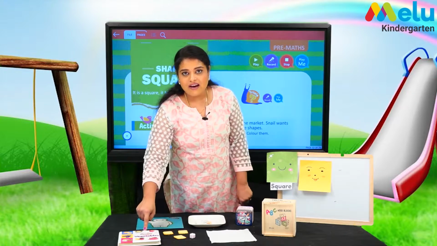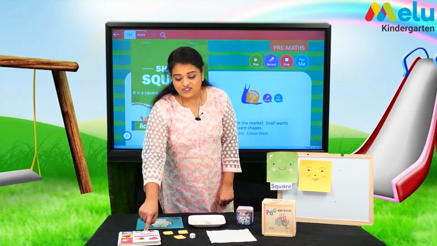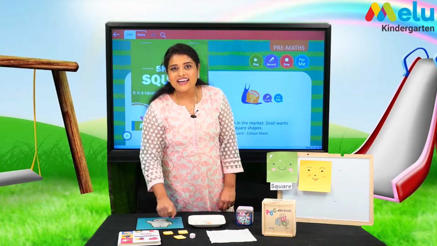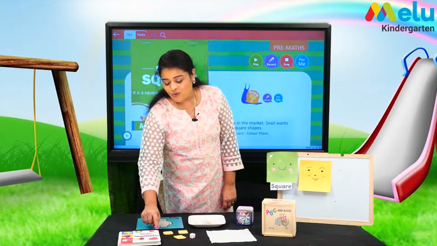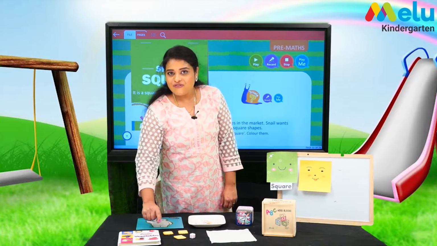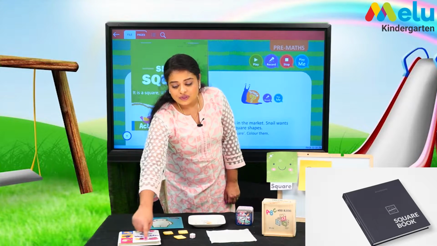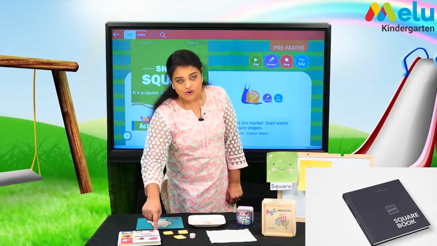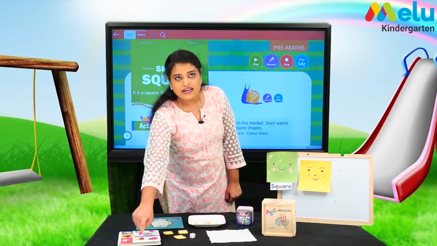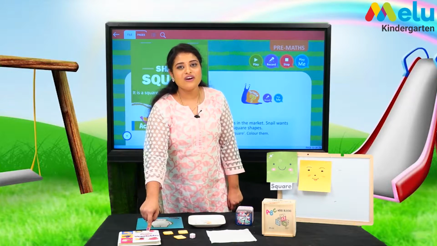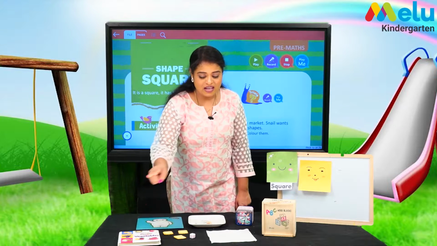And here I have a book. Yes, children, and it is in the shape of a square again. So, it has four sides. 1, 2, 3, 4. And all the sides are equal. So, it is in the shape of a square.